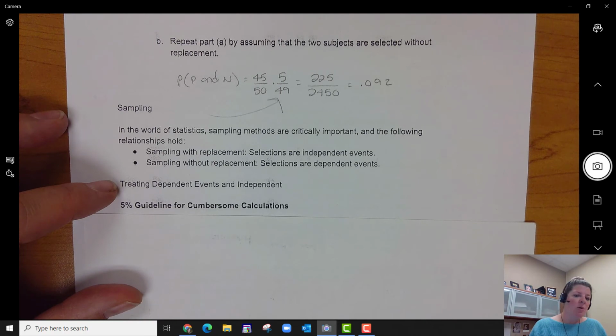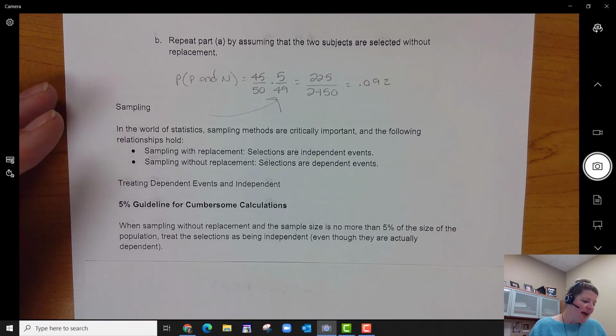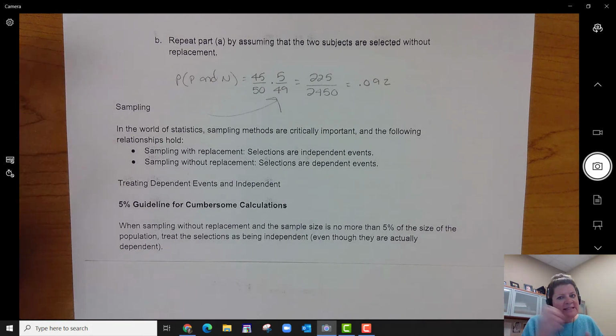So if we want to treat a dependent event as an independent event, just to make it easier, we have this 5% guideline. All this says is when we sample without replacement, the sample size is no more than 5%. So really small sample size. We can just treat it as an independent event when it's actually dependent.